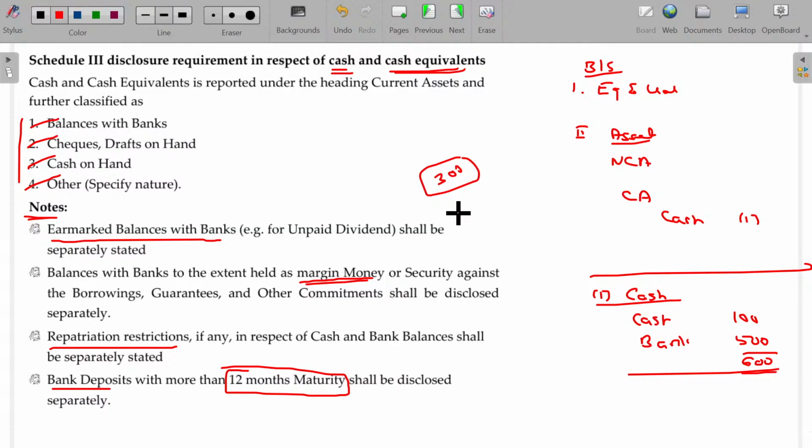But what happens if the banker says the minimum balance is 500 rupees? Will you go for shopping or not?